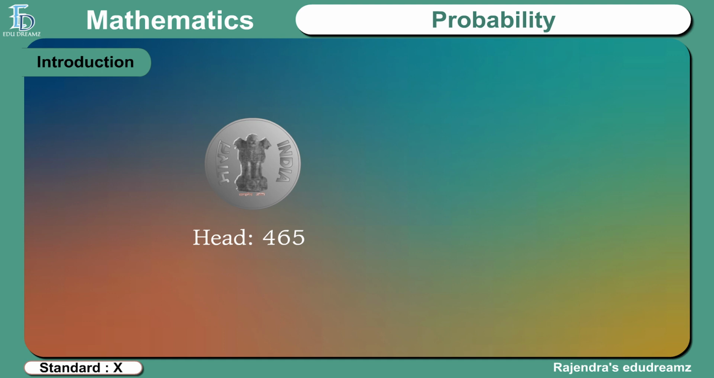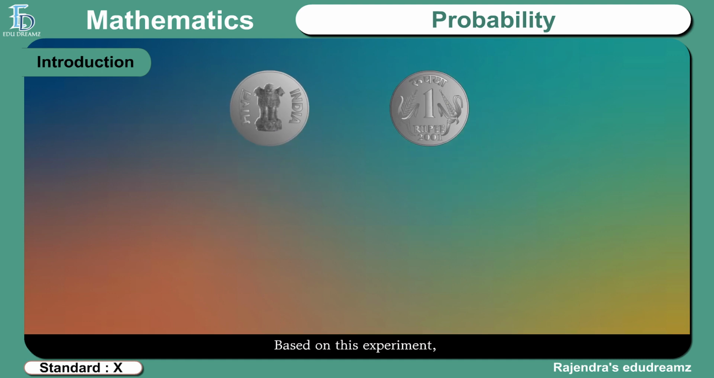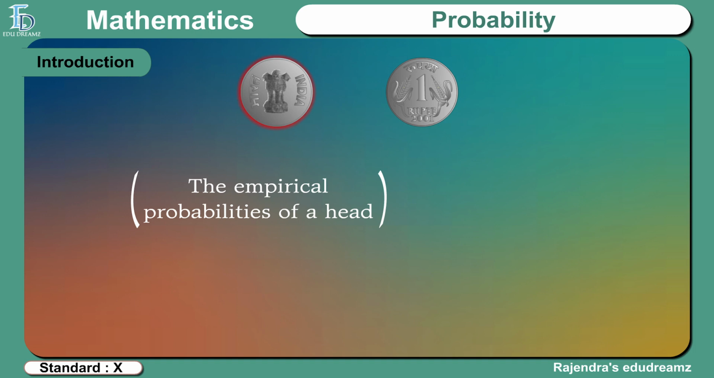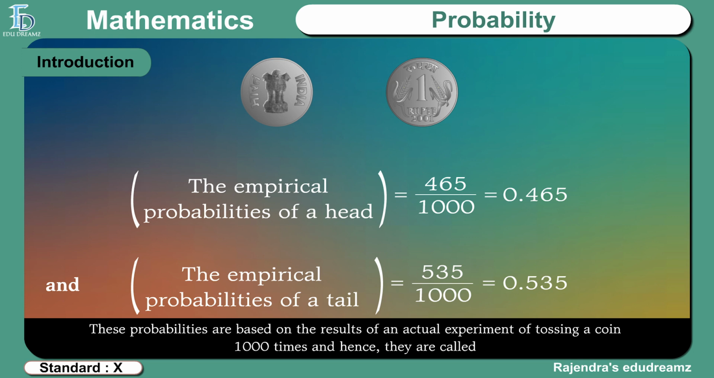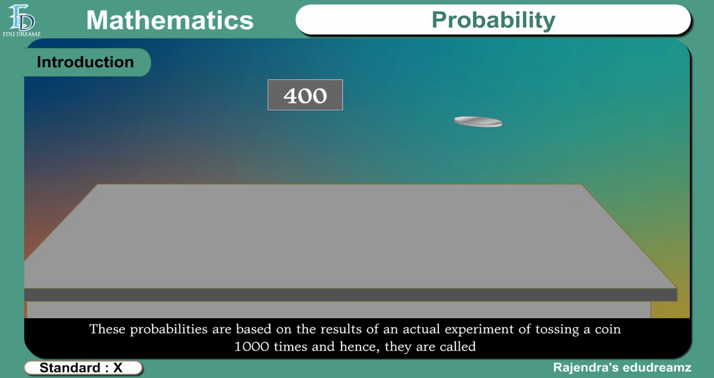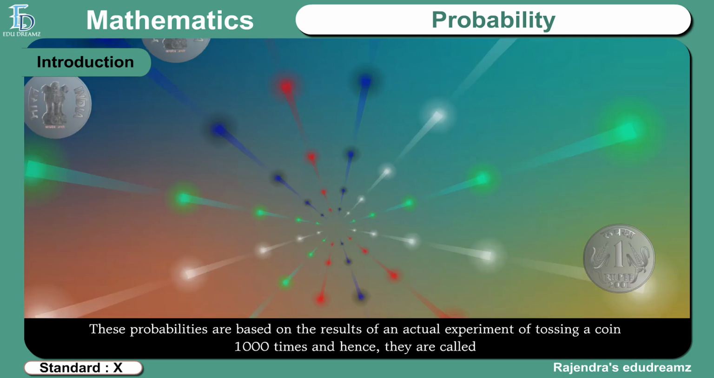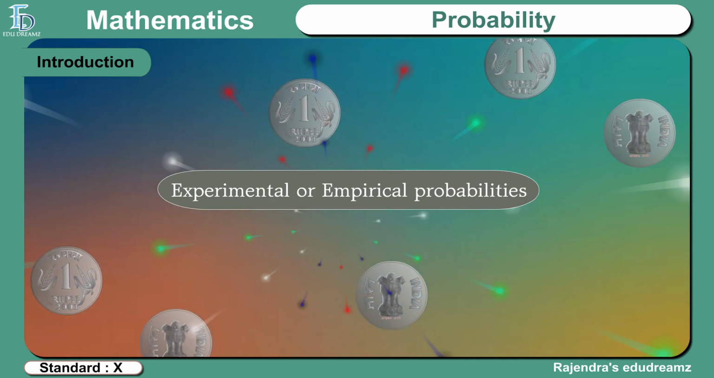Head 465, tail 535. Based on this experiment, the empirical probability of a head is equal to 465 upon 1000, which is equal to 0.465, and the empirical probability of a tail is equal to 535 upon 1000, which is equal to 0.535. These probabilities are based on the results of an actual experiment of tossing a coin 1000 times, and hence they are called experimental or empirical probabilities.